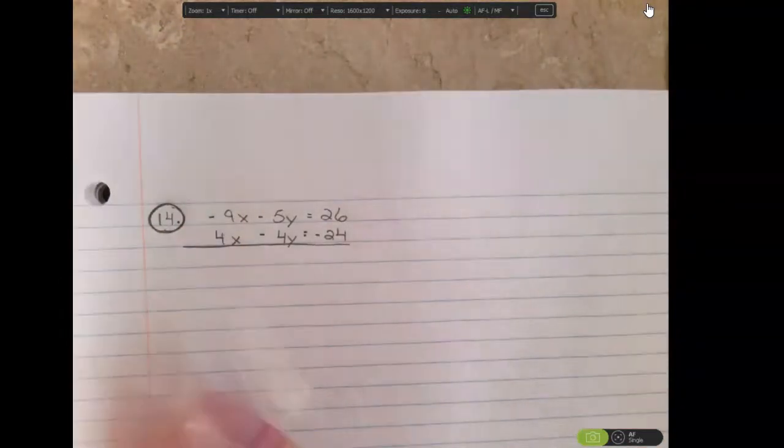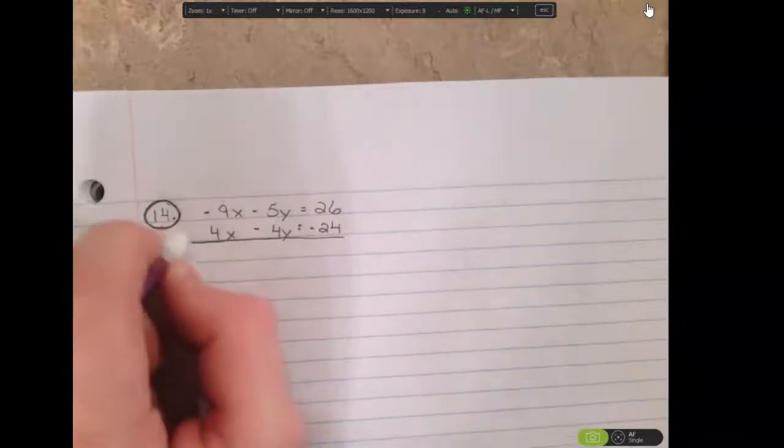All right, let's look at number 14. So with this one, we had negative 9x minus 5y equals 26.